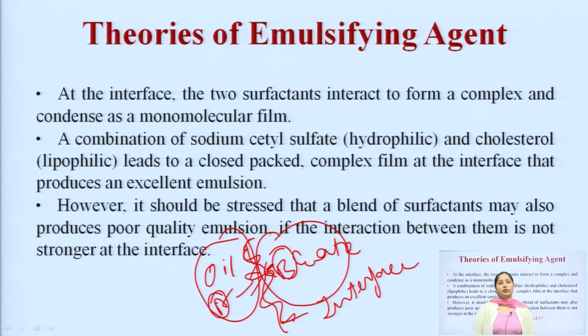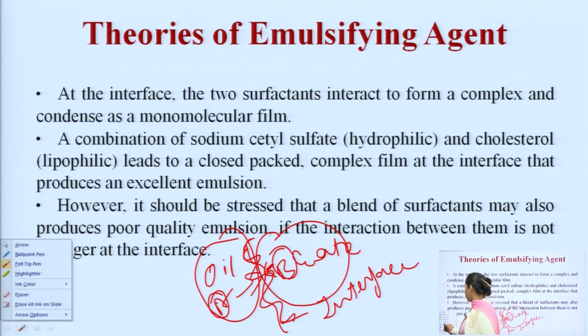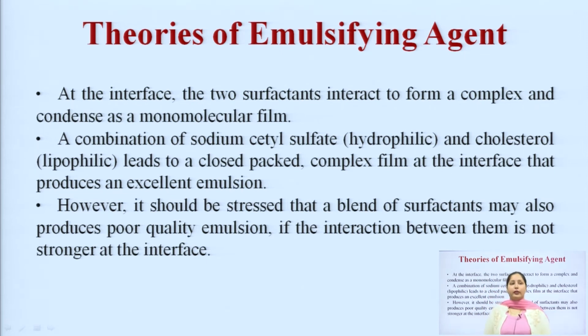However, it should be stressed that a blend of surfactants may also produce a poor quality emulsion if the interaction between them is not strong at the interface. It is also observed during the preparation of an emulsion that if we have chosen two surfactants that are not compatible, that also may produce a poor quality emulsion if the interaction between the two is not strong at the interface.